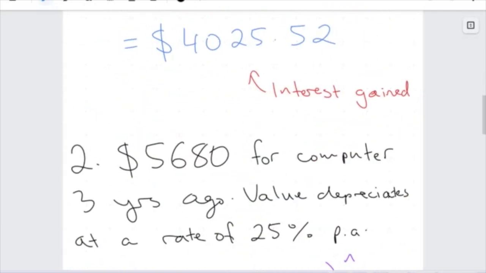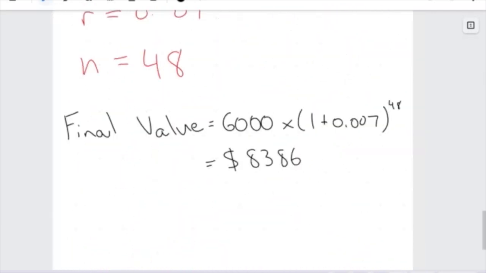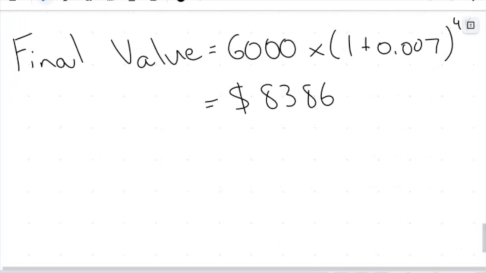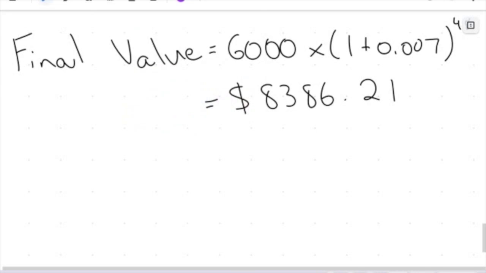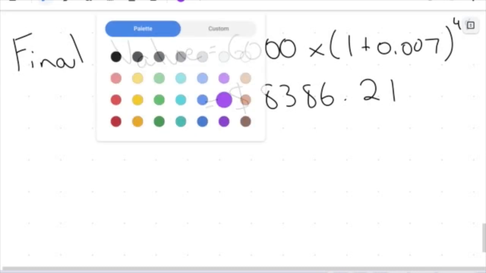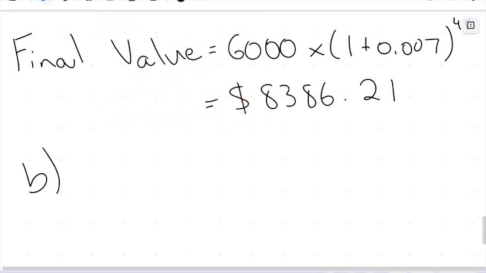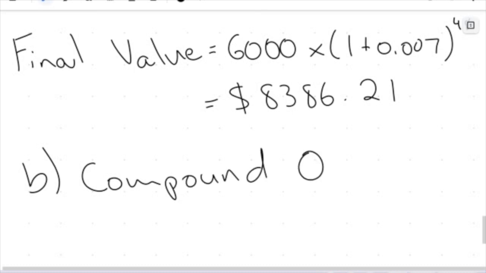Okay, the final value of my investment is going to be $8,386.21. That is how the compounding frequency changes the approach to the question. So just for one final little thing to think about, what if, for example, let's say there was a part B. So we wanted to find the value if the investment were to compound quarterly.